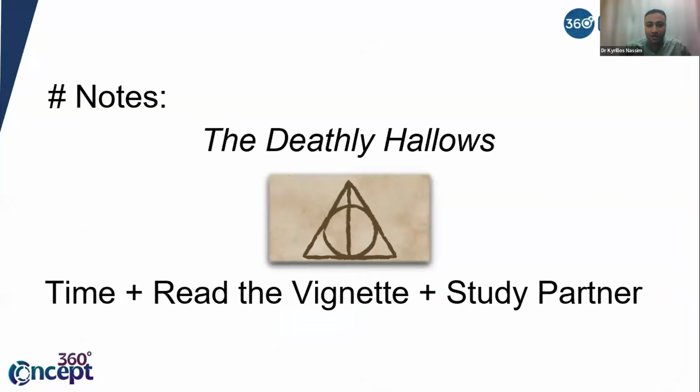I have a clear advice. It's the Deathly Hallows, as I'm a big fan of Harry Potter. Just three pieces of advice: be aware of time, read the vignette, and find a positive study partner. It is always about these three things. Time is not on your side. The vignette gives you 100% of the answer, and study partners are always available, but there are few positive study partners. So keep searching for them.